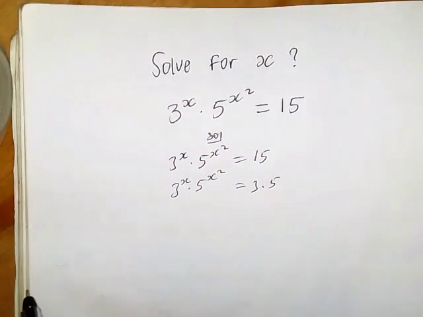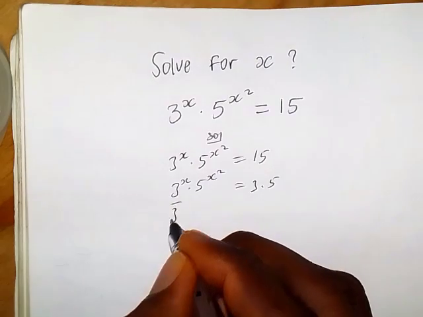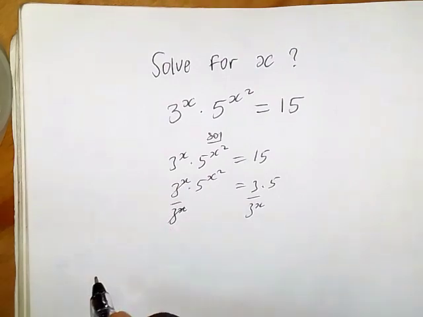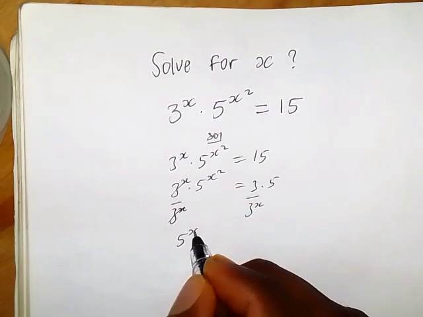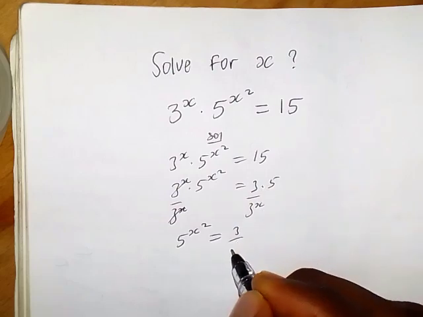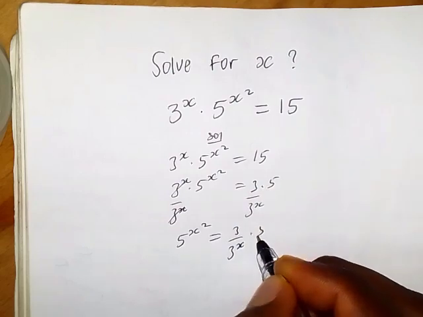So let's divide both sides by 3 raised to power x. When we do that, we are going to obtain: 3 raised to power x cancels 3 raised to power x on the left. We are left with 5 raised to power x squared on the left side, and likewise we have 3 over 3 raised to x times 5.